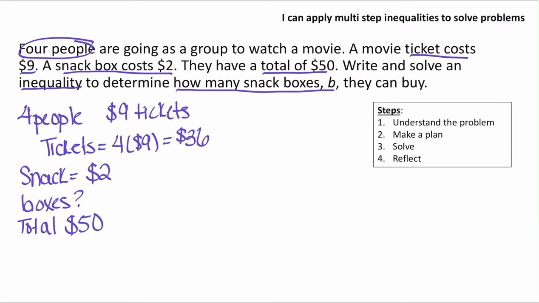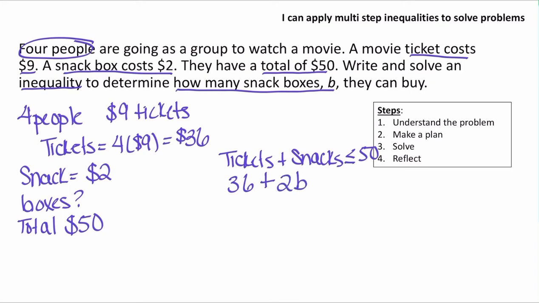So now let's work on making a plan to solve this. So we know that they're going to buy tickets, and we know that they're trying to buy snacks, okay? But then tickets and snacks can't go more than $50, right? It has to be less than 50 because that's all the money that they have. It can be equal to 50, so we're going to say less than or equal to. So they're going to spend $36 for tickets, and for snacks, it's $2 a box for B number of boxes. So 36 plus 2B is going to be less than or equal to 50.